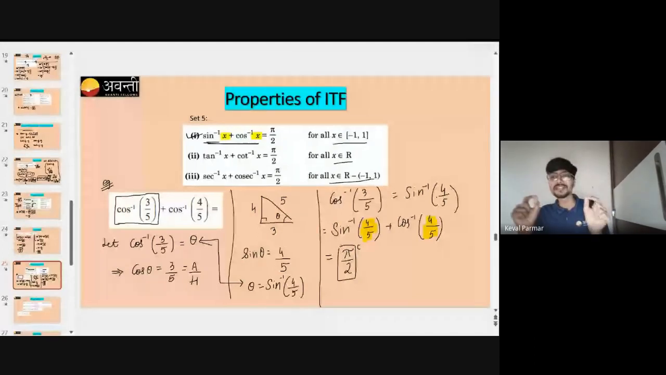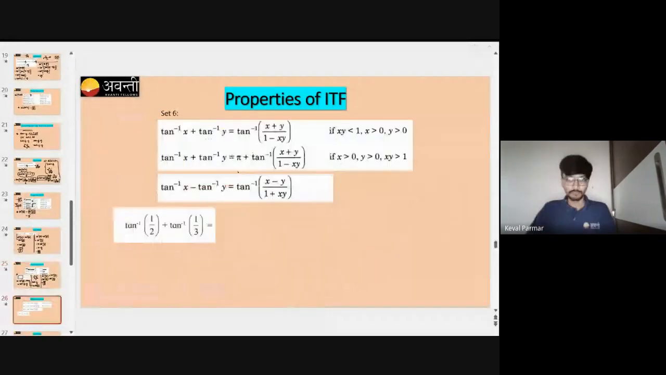Now let's move on to the last property, which is the most important of all. It is asked many times in geometry. So 3 formulas: first, second, and third. And these 3 formulas are for tan inverse. First and second is addition of 2 values, tan inverse of x plus tan inverse of y. Second is also tan inverse of x plus tan inverse of y. But their formulas are different depending on the values of x and y.